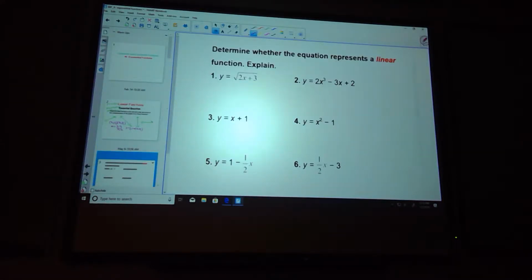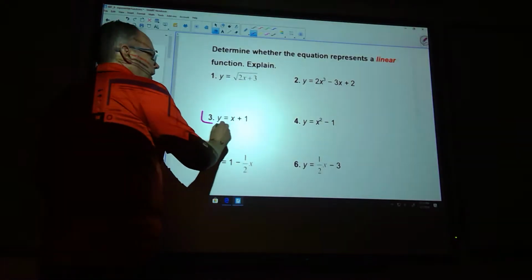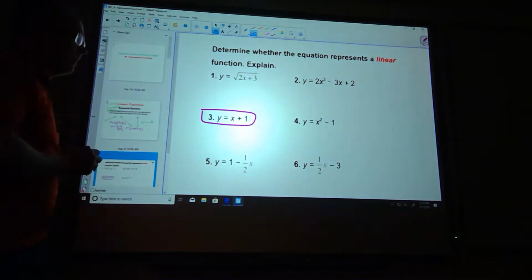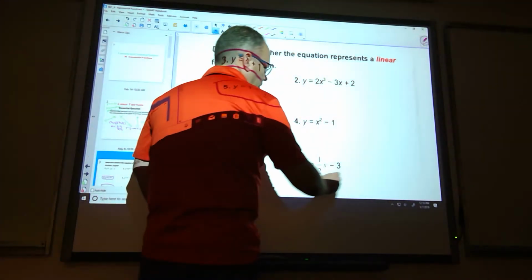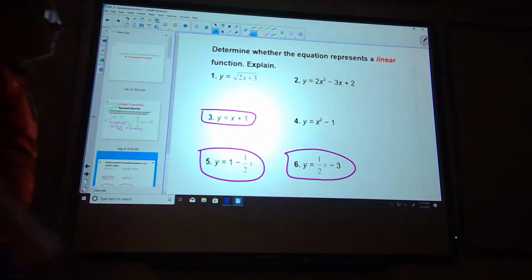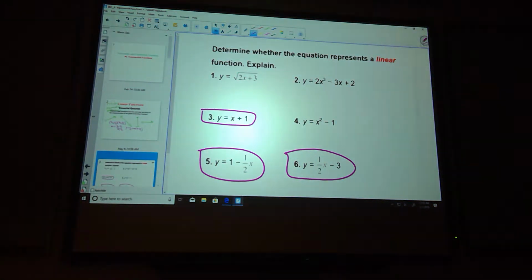Yeah. Sophia. All right. So tell whether it represents linear and explain. So I think this one's linear. I think this is linear. I think this is linear. But none of the other things are linear. Why would I say that?